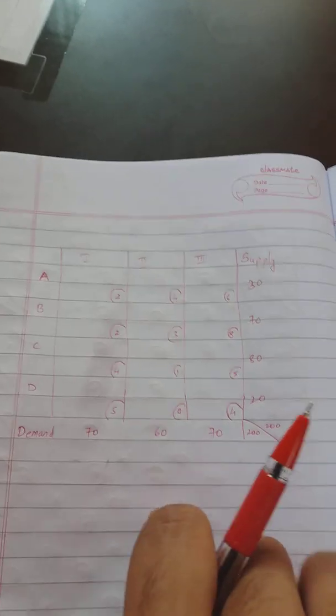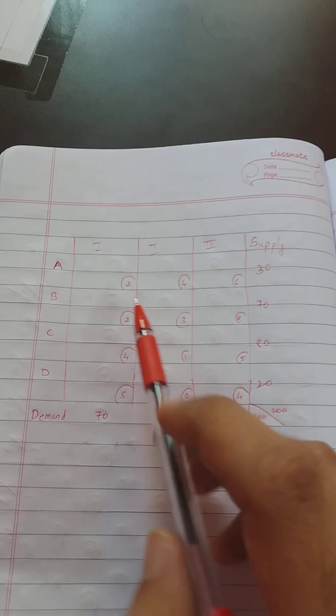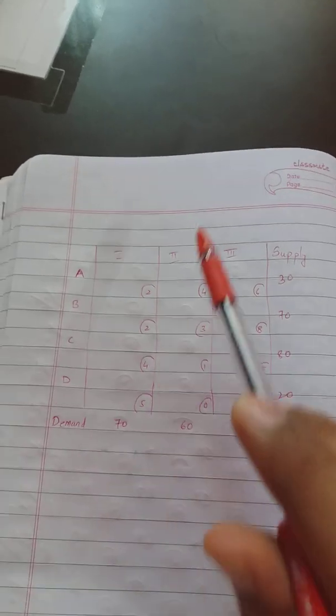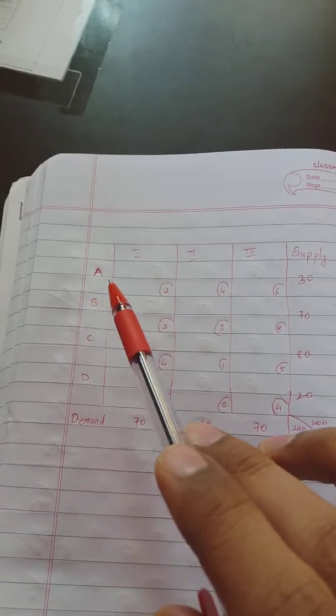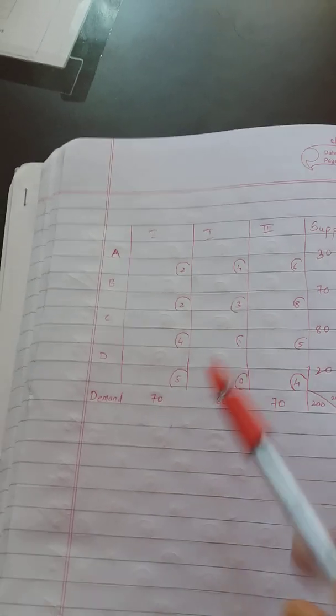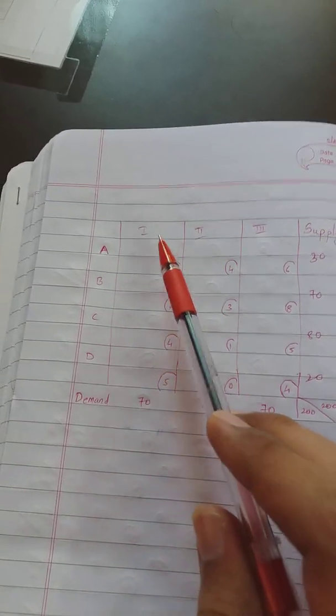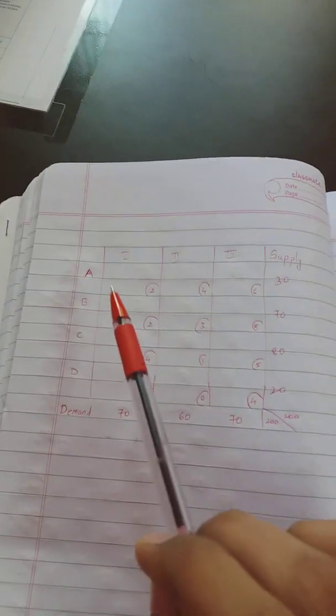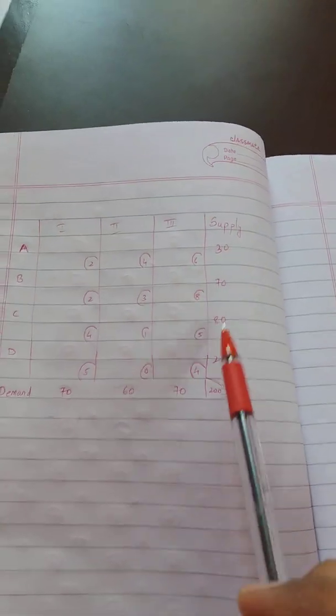So now let's study Vogel's approximation. In Vogel's approximation also, it's more or less similar. Consider that this is your period 1, period 2, period 3, and this is your supply A, B, C, and D. So the total demand for period 1 is listed down here, here, here, and total capacity of process A, B, C, D is given up here, here, here, and here.